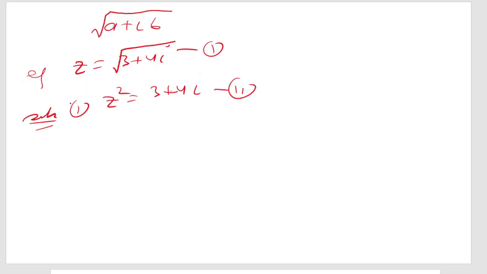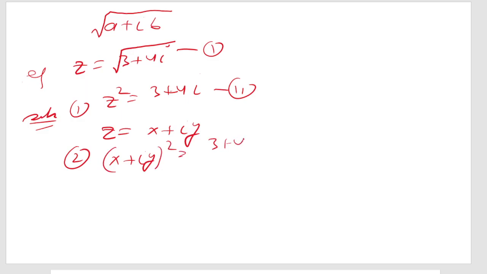So let's say we assume that z is equal to x plus iy. So what is x plus iy? It is nothing but the square root of 3 plus 4i. In the second step I will square z. So (x plus iy) square is equal to 3 plus 4i. Squaring, we know that it is x square minus y square plus 2i xy, which is equal to 3 plus 4i.